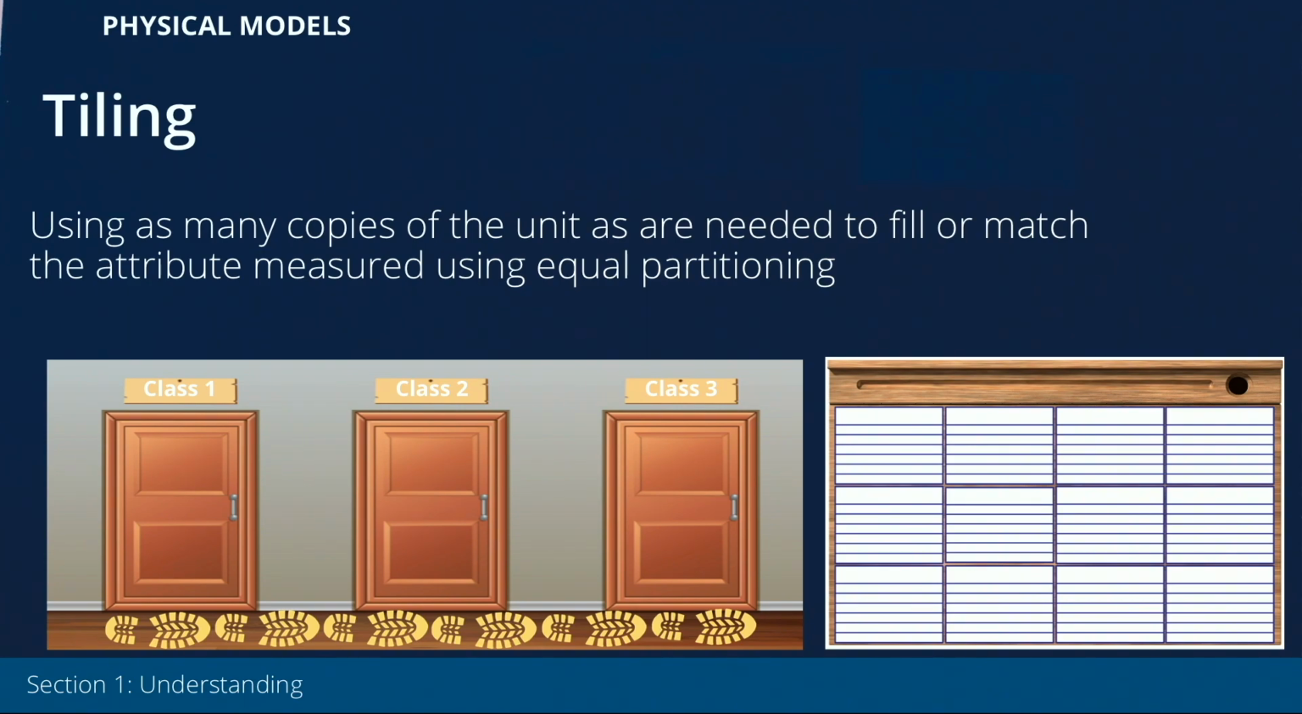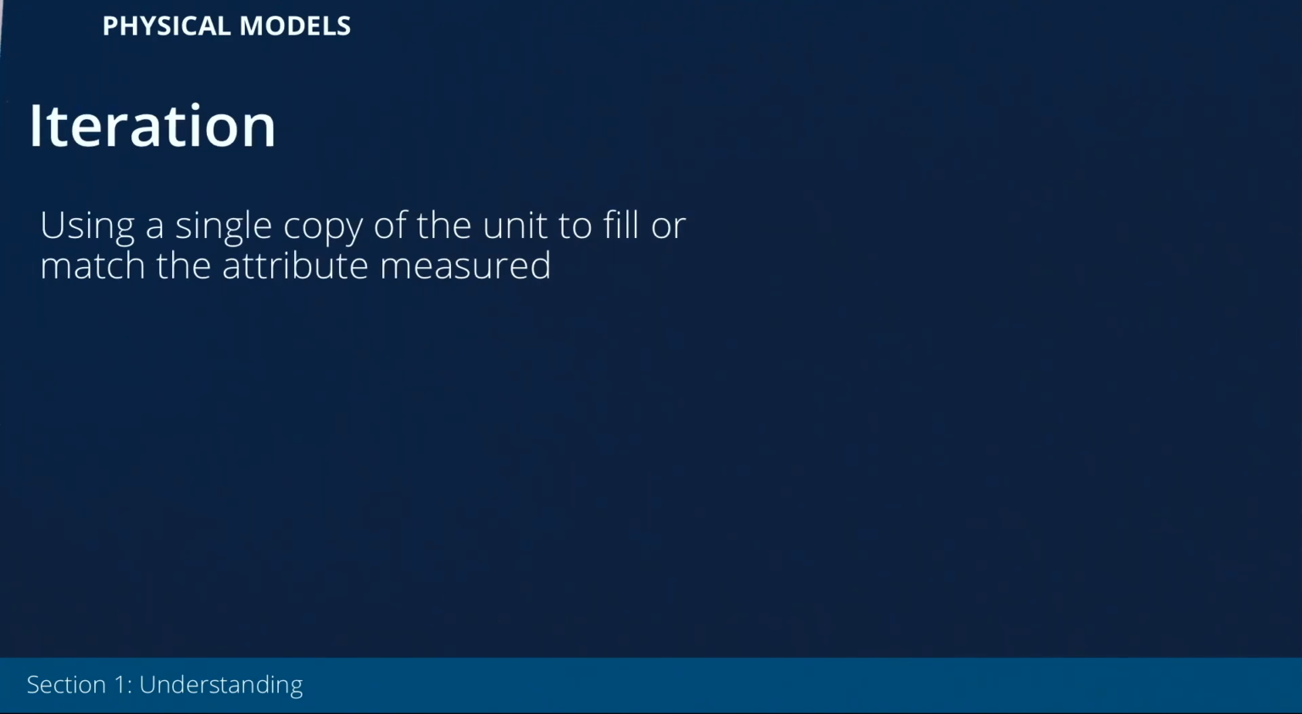So not only did I just use one index card to figure out the area, but I figured out that this desk has an area of about 12 index cards. Another good example of non-standard units of measurement. Now, tiling differs from iteration.